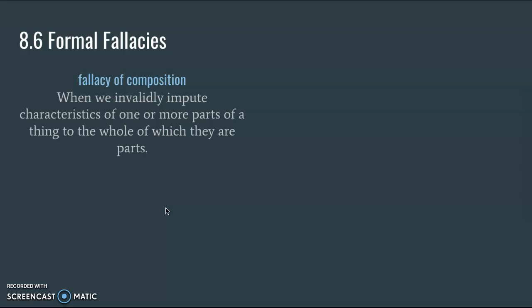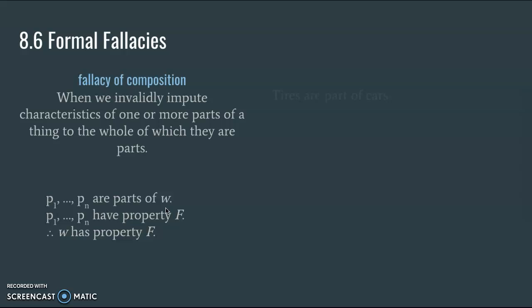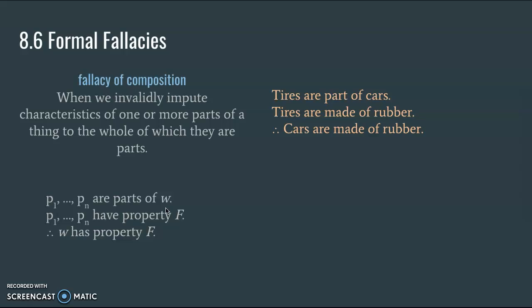So it'll help to see an example of this. Okay, so if we have this list of things that are parts of W and they all have this property F, therefore that thing W has property F. So the thing is, sometimes this works out and sometimes it doesn't. If we have, for example, tires are parts of cars. Tires are made of rubber, therefore cars are made of rubber. Doesn't seem to really work out that well, right?